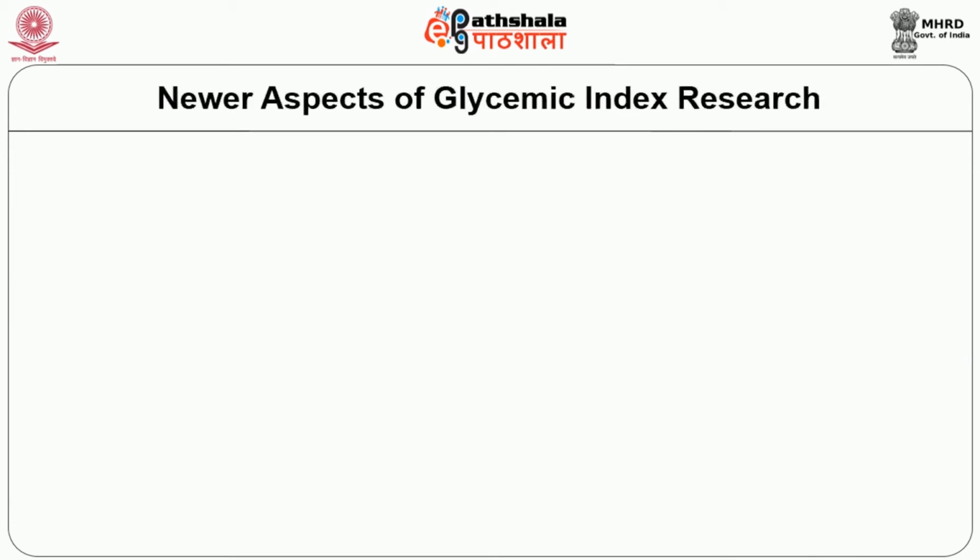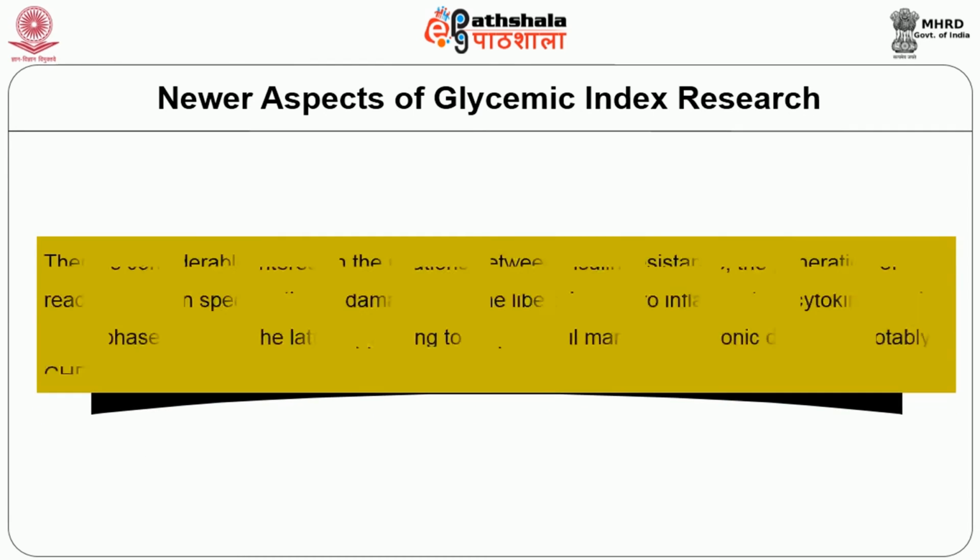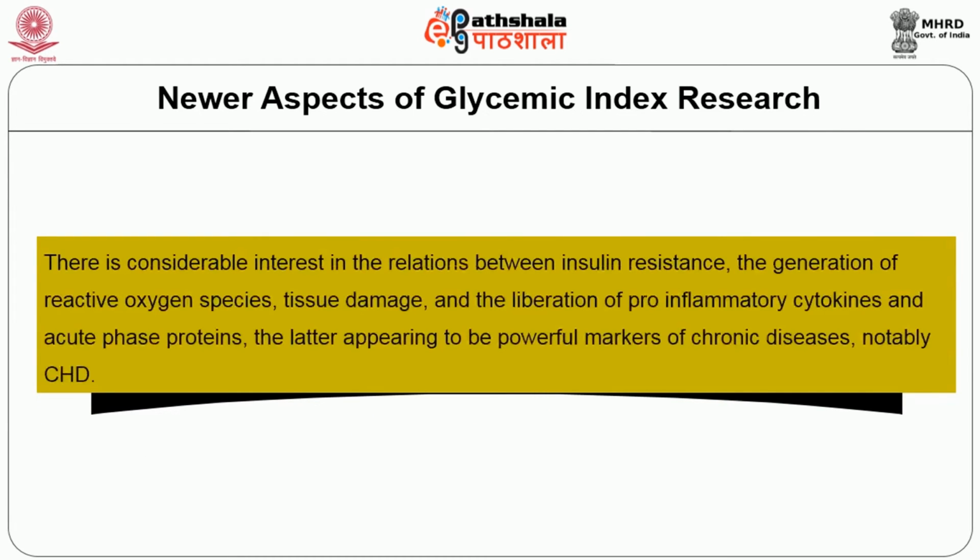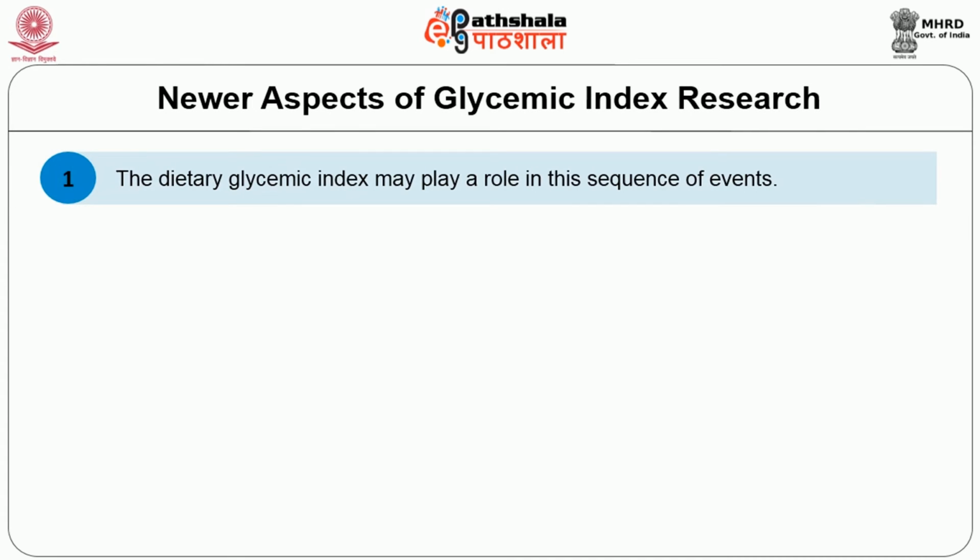We will discuss something about the newer aspects of glycemic index research. There is a considerable interest in the relations between insulin resistance, the generation of reactive oxygen species, tissue damage, and the liberation of pro-inflammatory cytokines and the acute phase proteins, the latter appearing to be powerful markers of chronic diseases, notably chronic heart diseases. The dietary glycemic index plays a major role in this sequence of events.